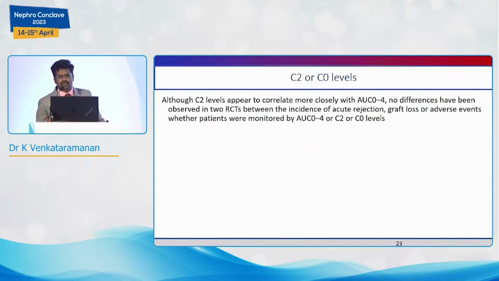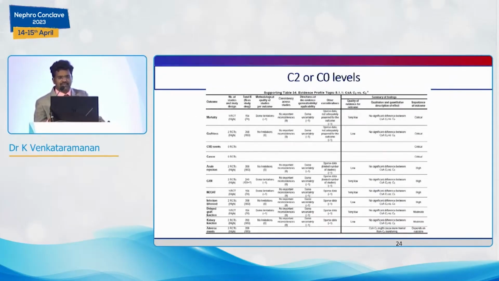Although C2 levels appear to correlate more closely with area under curve 0 to 4 hours, no difference has been observed in the 2 randomized control trials in the incidence of acute rejection, graft loss, or even adverse effects, whether the patient was monitored with area under curve, C2 level, or C0 level. This is the supportive evidence. They have shown there is no statistically significant difference.